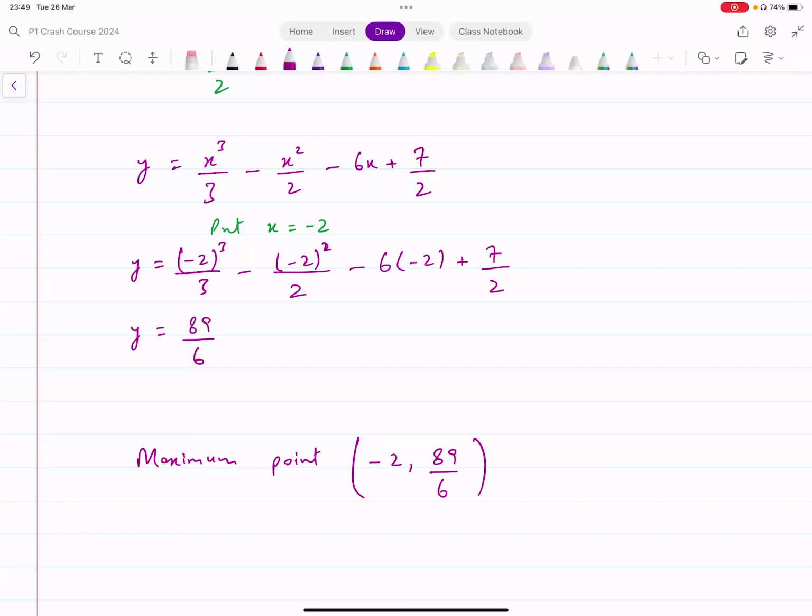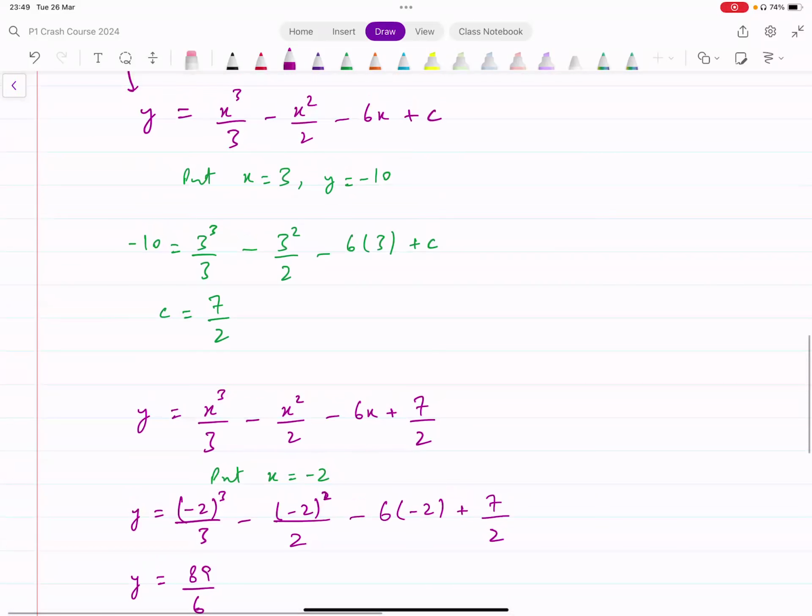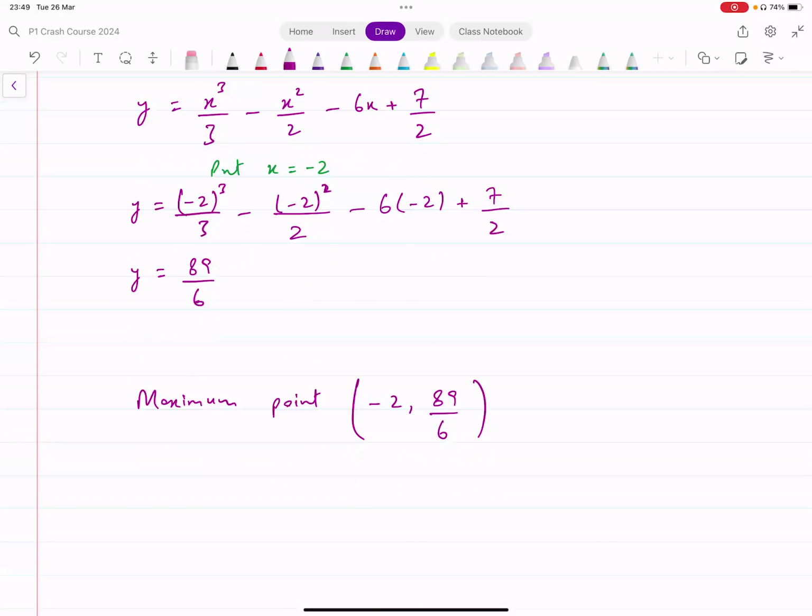Okay, I think I need to bring my own calculator just to confirm what we are doing here. X cube over 3 minus x over 2 minus 6x plus 7 over 2. Yeah, so marking scheme says 65 over 6, right? So let me just check this. Minus 2 whole cube divided by 3 minus 4 divided by 2 plus 12 plus 7 divided by 2.